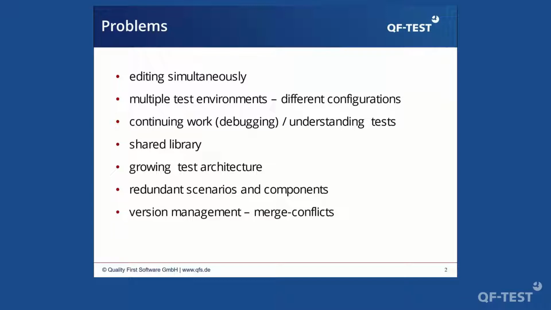Then we can have shared libraries which provide some functionality throughout your tests, and this shared library is used in each and every one of your test suites. If there are changes in the shared library, you need ways to provide those changes to all of your tests. Another point is that the test architecture grows over time, so you have a lot of test suites which you need to maintain, and you need a path to provide all the changes and not run into merge conflicts with a large test architecture.